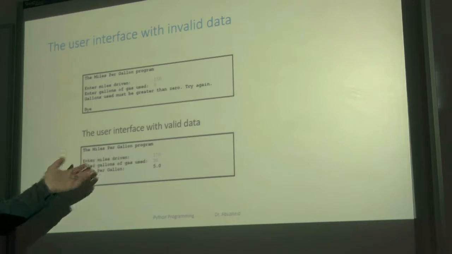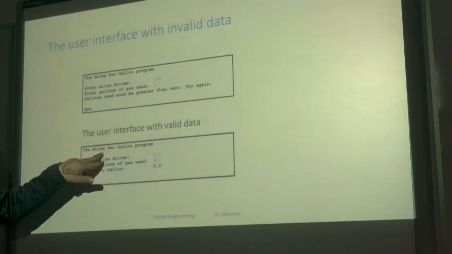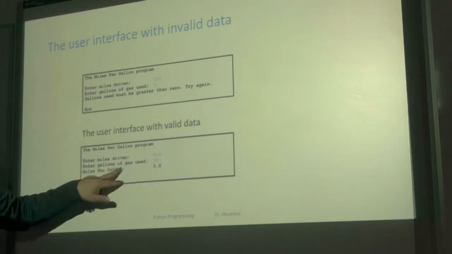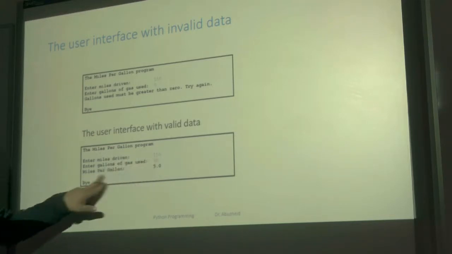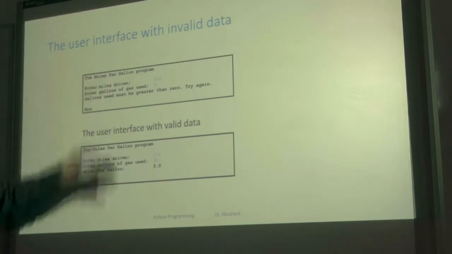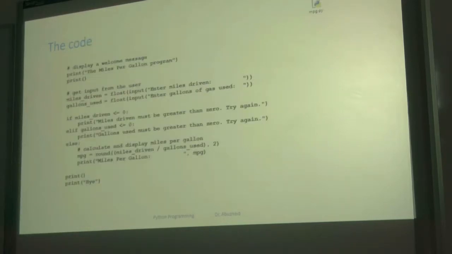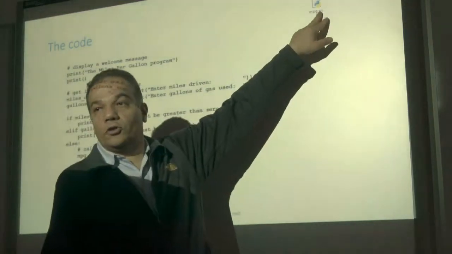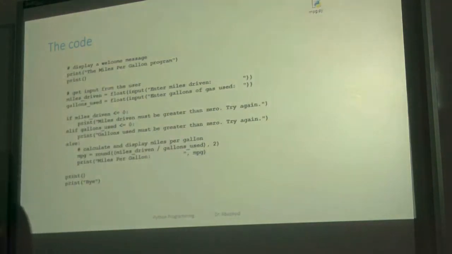This is another example. The miles per gallon: enter the miles driven, 150, enter the gallons of gas used, 30. Then it does the calculation. You wrote the code and then bye. Here they give you an error. Anyways, the code is written for you in here, and you could just download it to your desktop from here. Try it, play with it.